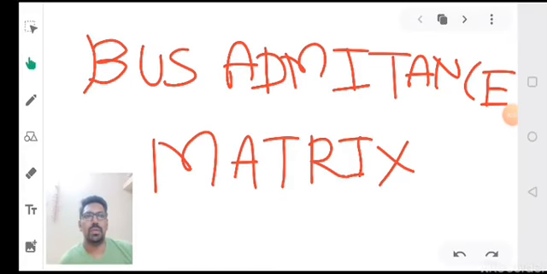Okay, let's start with the bus admittance matrix. Now, why do we need to calculate this bus admittance matrix? It is used for calculation in a digital computer also. In a power system there are a number of calculations like various powers, phase angles, and voltages. If we calculate manually, then the equations are non-linear. To overcome this, we need to calculate the bus admittance matrix. So we will study this bus admittance matrix.